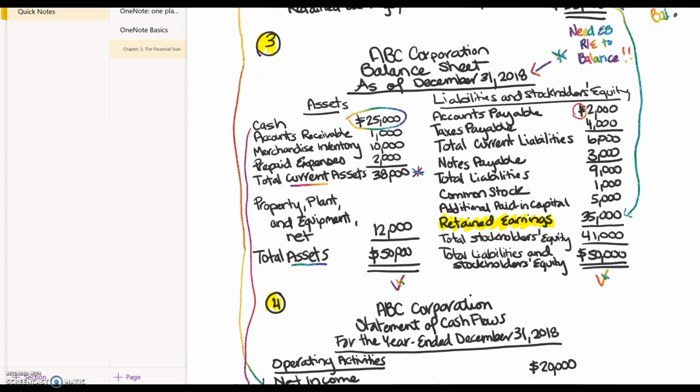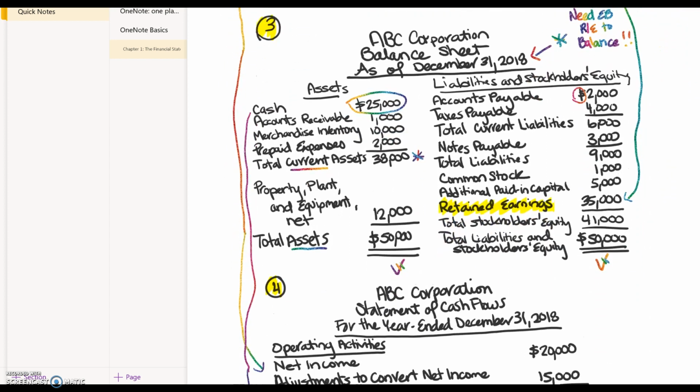The third financial statement that we have is the balance sheet. So the balance sheet is showing us that our assets indeed equal our liabilities plus our owner's equity. In my case, I called it stockholders' equity, so it is a corporation. It's stockholders' equity or shareholders' equity. It's the same thing as owner's equity.